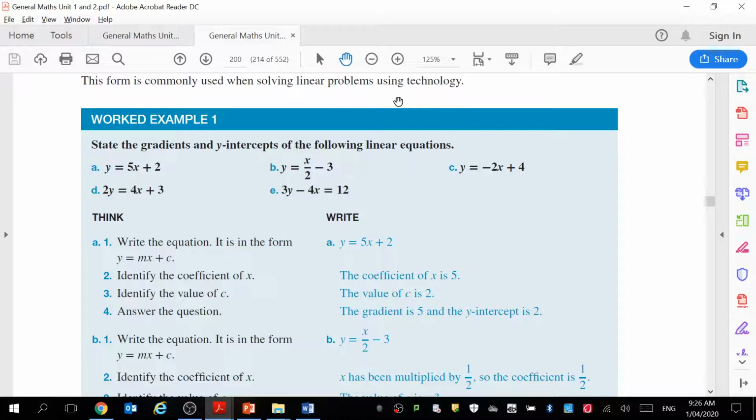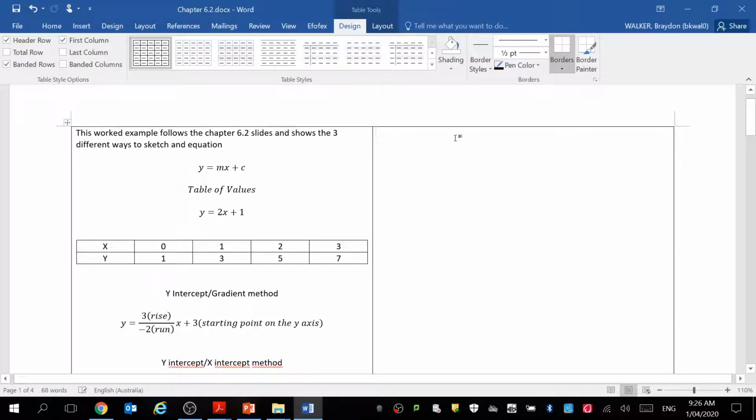Don't stress about fractions. It's actually easier to do a fraction than it is to do a whole number, just for the simple fact that it's already in fraction form for you. Here we've got a y-intercept of 4 and a gradient of negative 2. Now, this is where some students might get confused. Let's do this one on our little example.